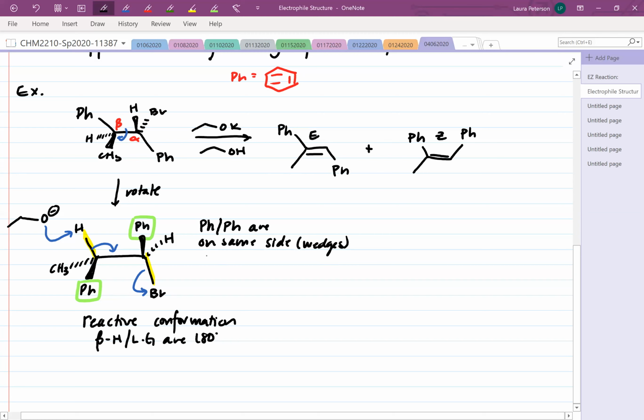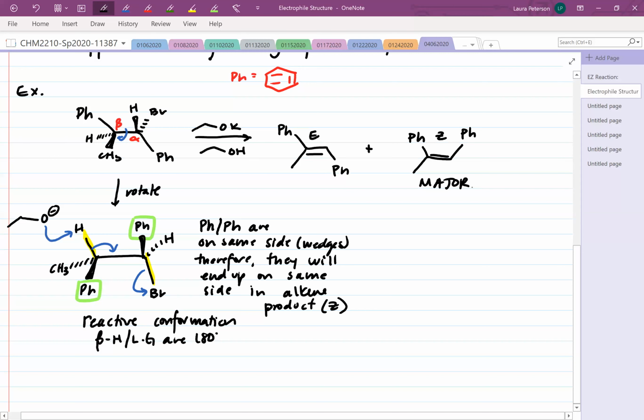Therefore, they will end up on the same side in the alkene product. Look at our alkenes up above. In which one are the two phenyl groups on the same side? The Z product. So in this case, we would get the Z isomer. The Z isomer is our major product, the product that's going to dominate in this reaction.